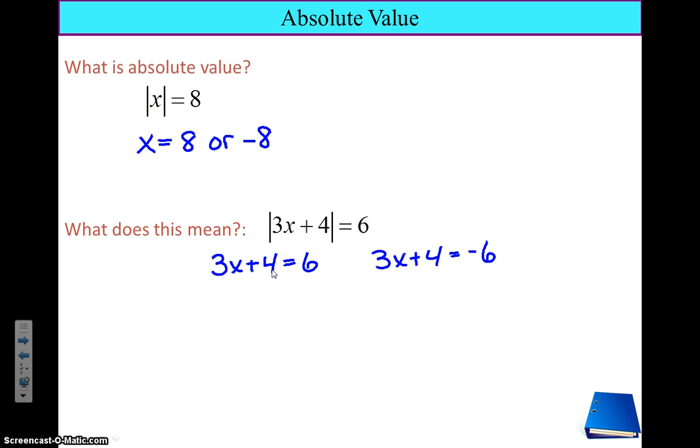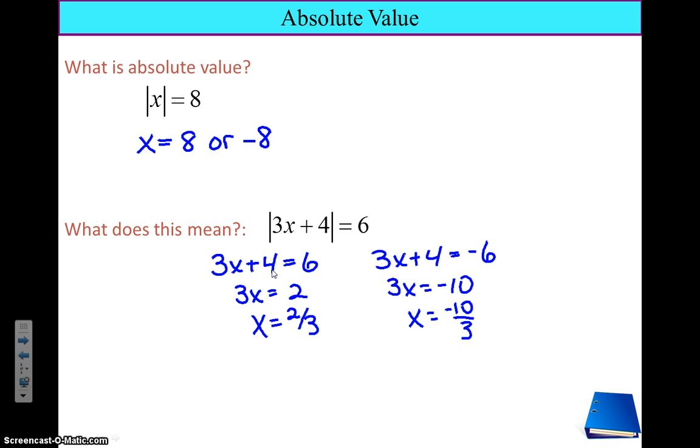And so if I solve each of these, subtracting 4 from both sides, I get 3x equals 2. And so x would be 2/3. And if I solve here, I would have 3x equals negative 10. And I divide both sides by 3, and I would get negative 10/3.